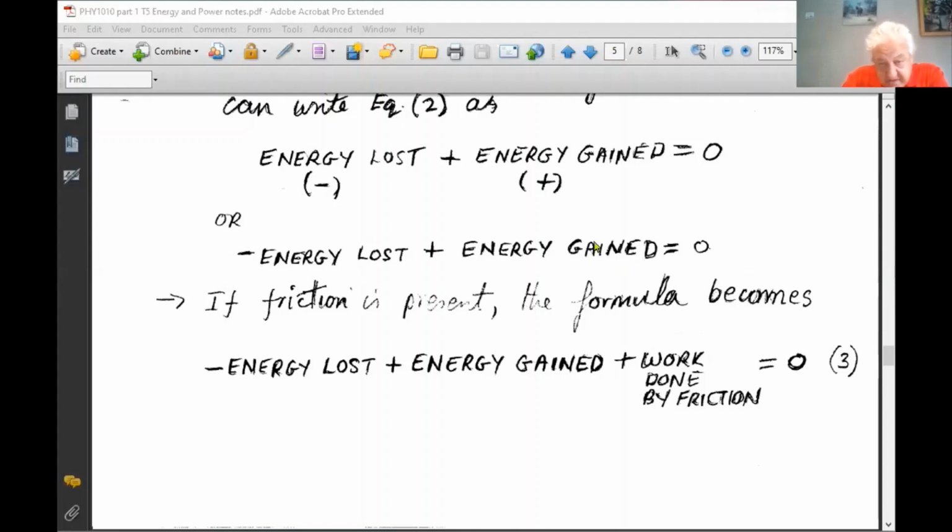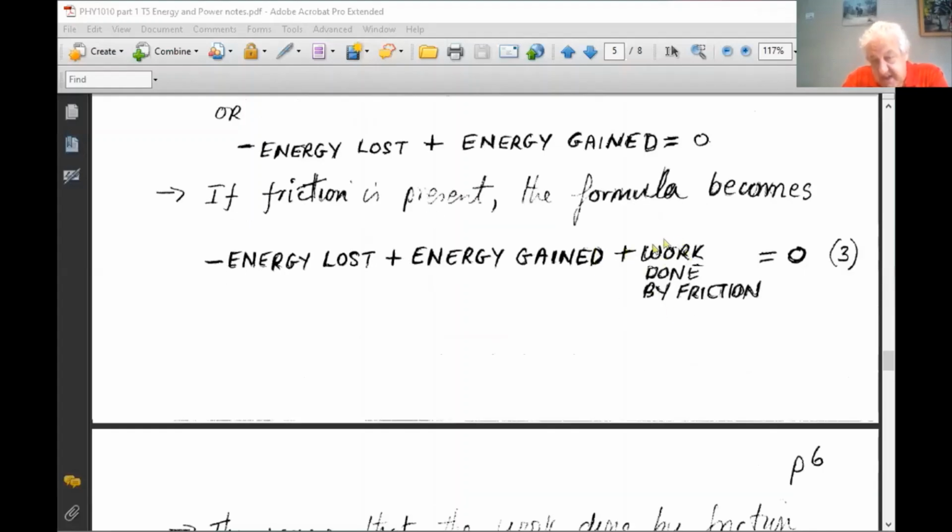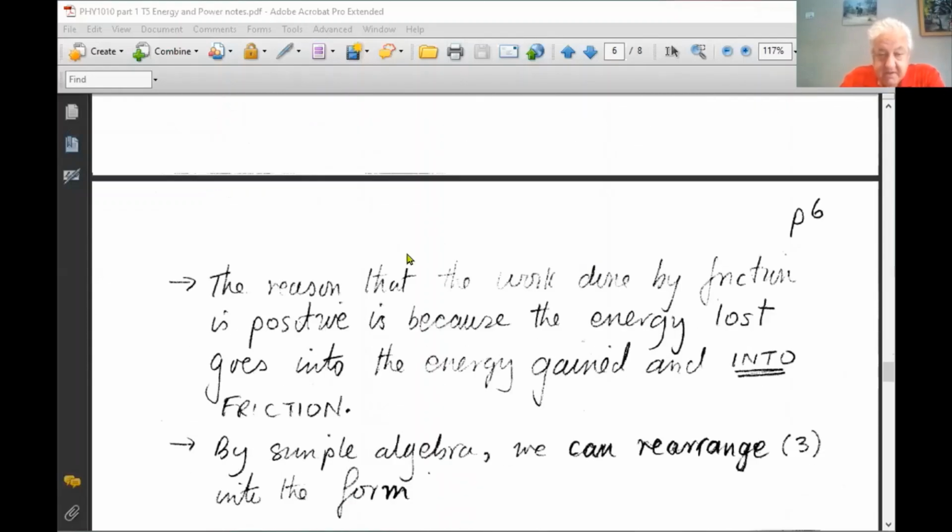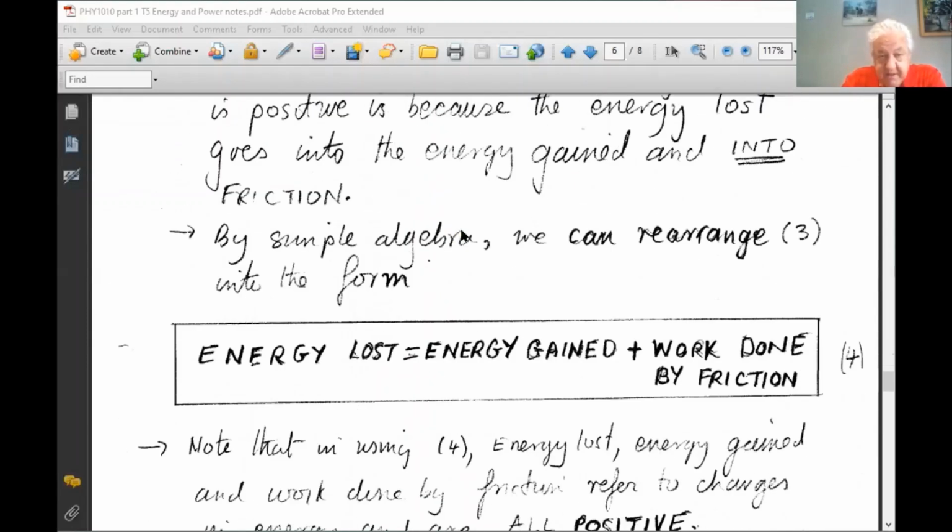Now, if friction is present, then the frictional force is added. And the reason it's added is this. When we lose energy, energy needs to be conserved. So when we lose energy, where does the energy go? Well, if I lose energy, something else gains energy. And when friction is present, some of this energy that's lost goes into the friction. So this is why we have to add it. So the sum of these two things must equal the energy lost, which is what I've written there.